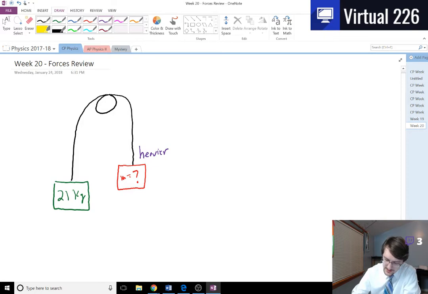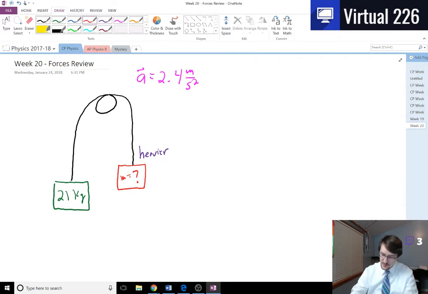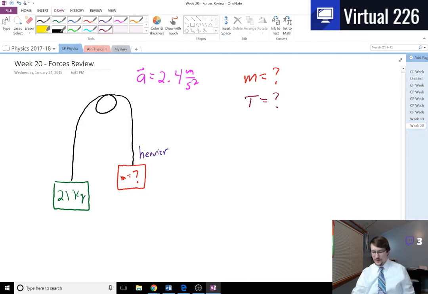And let's say that the system is accelerating at, I don't know, 2.4 meters per second squared. Okay. What we'd like to know is what's the mass of the other block, and if we could find it, what is the tension in the rope. Okay.